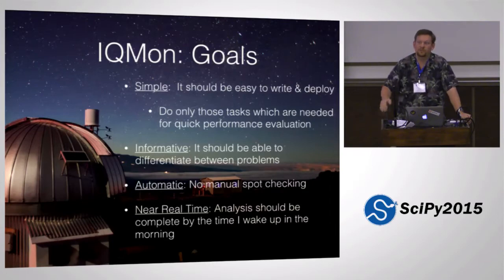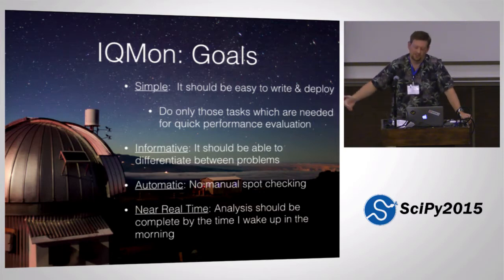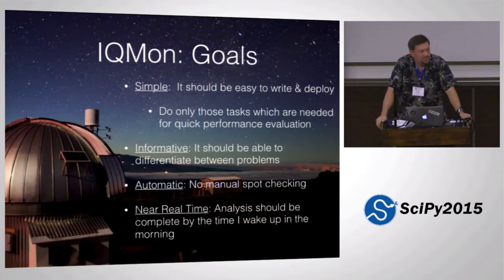So I came up with this IQMon package, and the goals I'm trying to meet are these. It should be really simple, again, because I was learning programming, basically. And it should be at least somewhat informative. I want to be able to differentiate between different problems so that I can look at the results and know, okay, it's probably this that went wrong. And I want it to be automatic, so I don't want to manually spot check the data, which we had done briefly for a little while once we got started.